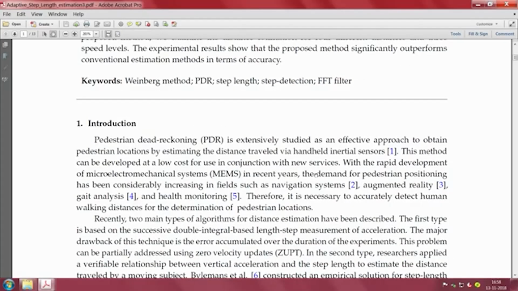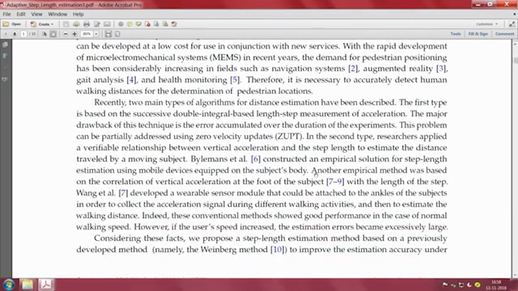But before we go to that, it is a nicely written paper, particularly if you examine this second paragraph here. There are 2 main algorithms for distance estimation. The first one is successive double integral based step length measurement of acceleration. We have discussed this enough now, you know that double integral based is not so good. The major drawback is error accumulated over the duration, and how does one correct it? There is a method. You do zero velocity updates, ZUPT, and by doing ZUPT you will be able to minimize, not get rid of, the accumulated error.